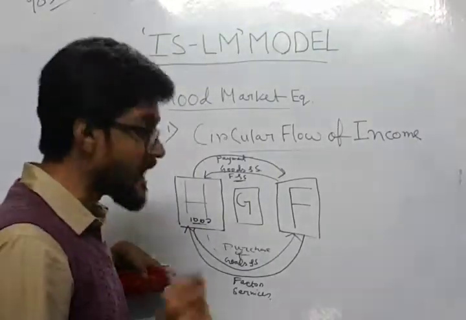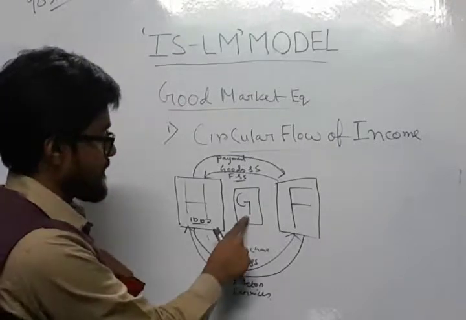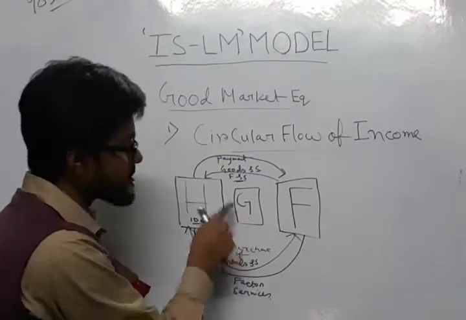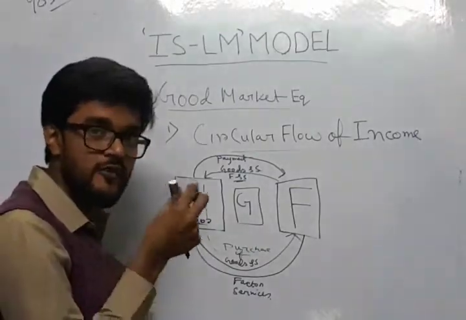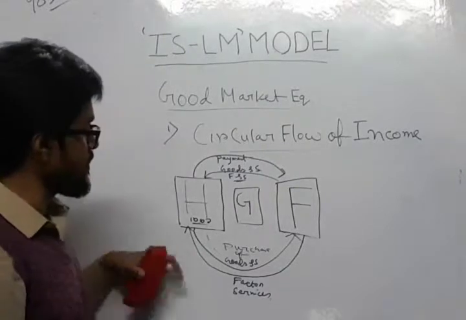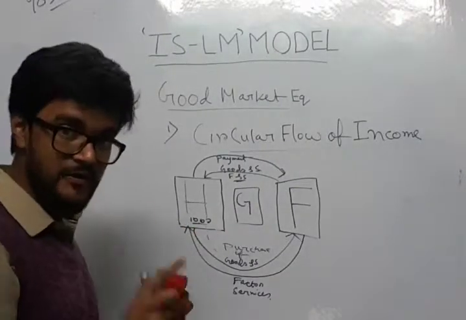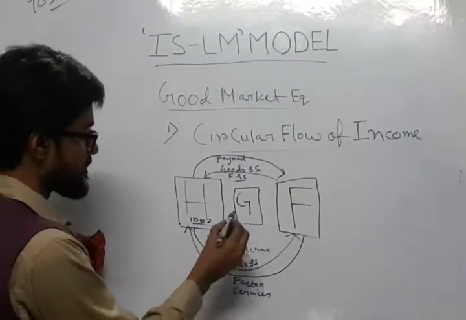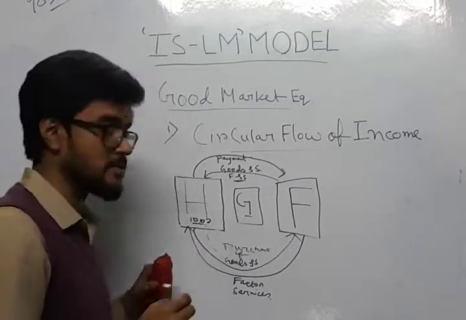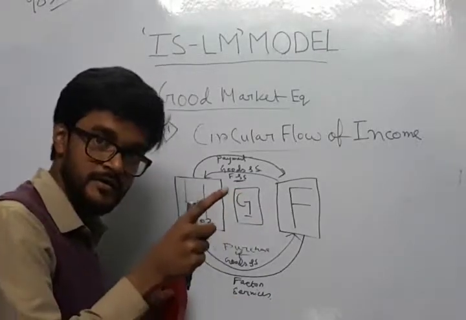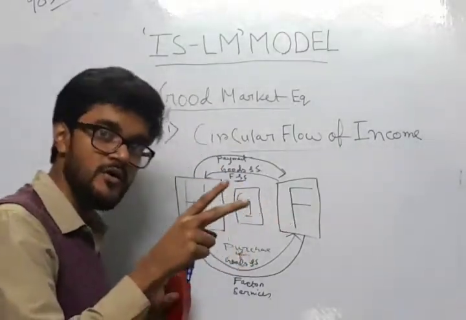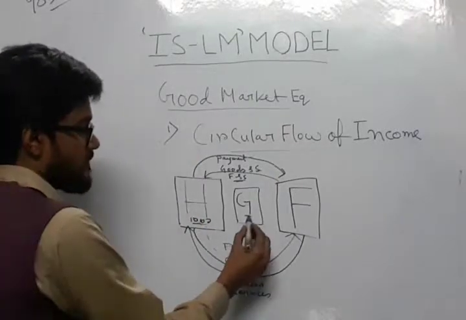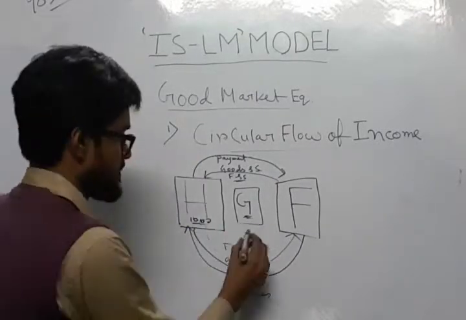We already know this. Now, by incorporating this component, how this circular flow of income will be changed, that is our focus of study at this moment. So, what is the role of government? Government either gives subsidies or government either charges taxes. So the government does two things.